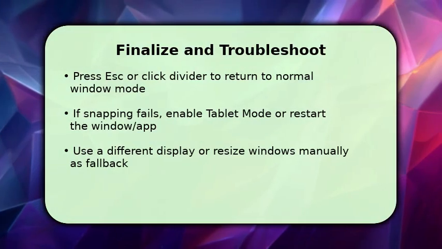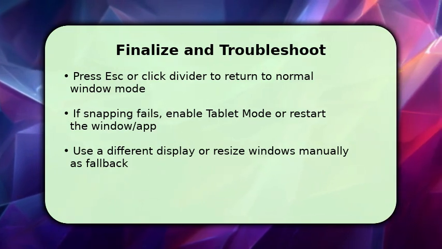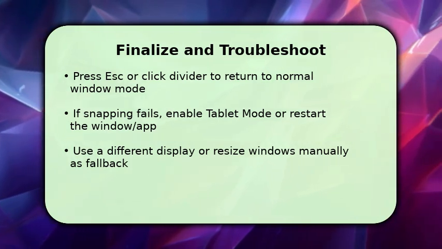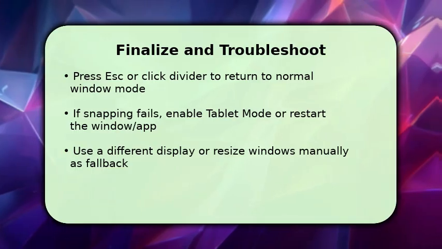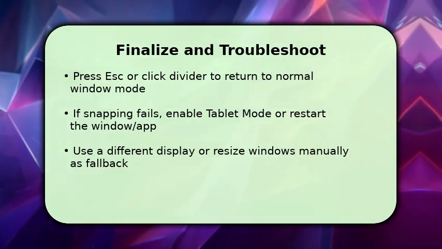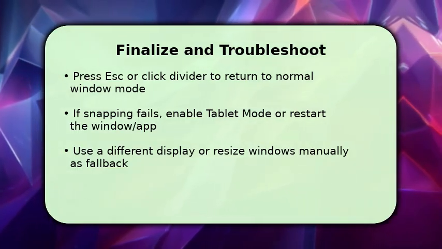To finish, fine-tune each pane and get back to a single window by pressing ESC or clicking the divider and dragging a pane away. If snapping fails, make sure you're not in a kiosk or restricted mode.